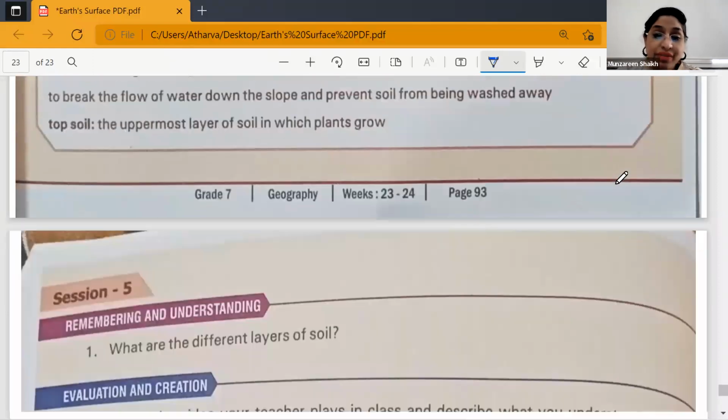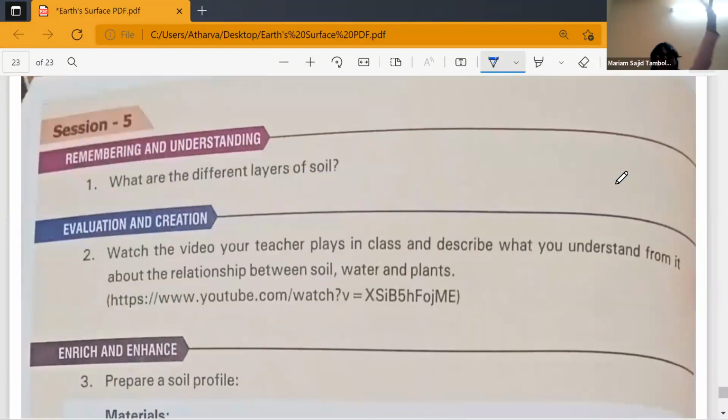What are the different layers of soil? Ma'am, topsoil, subsoil, parent material, and bedrock. Very good. So you have given me 4 different layers, but you need to explain them in your exams too. If this question is asked for 5 marks, you will have to explain all these pointers with the subheadings which you give.